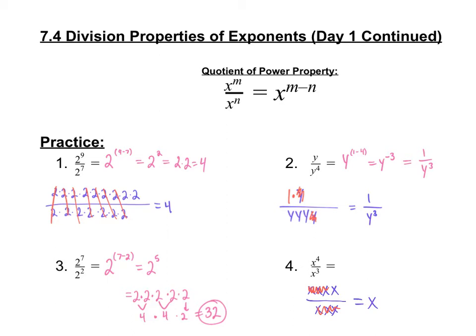If we used our properties, we would have x raised to the 4 minus 3 power, which is x to the 1st, which is still x. All right, so now let's move on to numbers 5, 6, and 7.